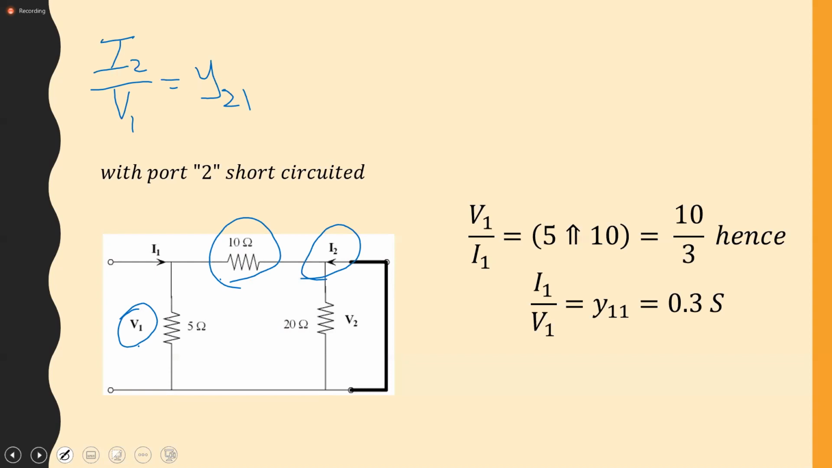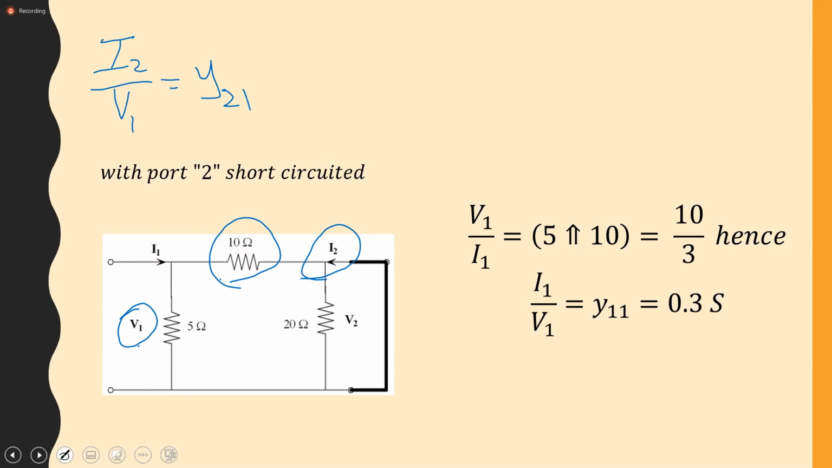V1 over the 10 ohm. V1 over 10, because the 5 and the 10 are in parallel. Parallel, yes. Now, next thing. In what direction would the current be flowing? From left to right, sir.